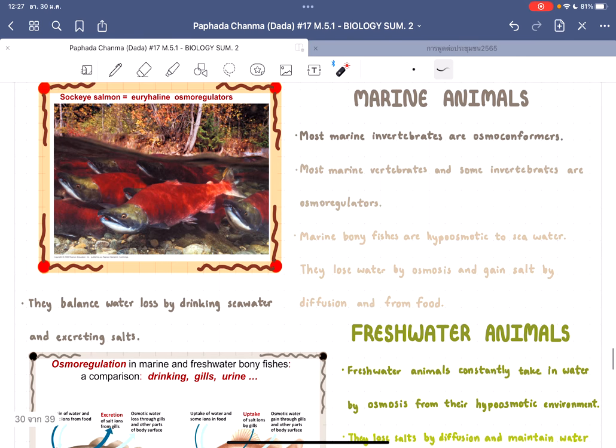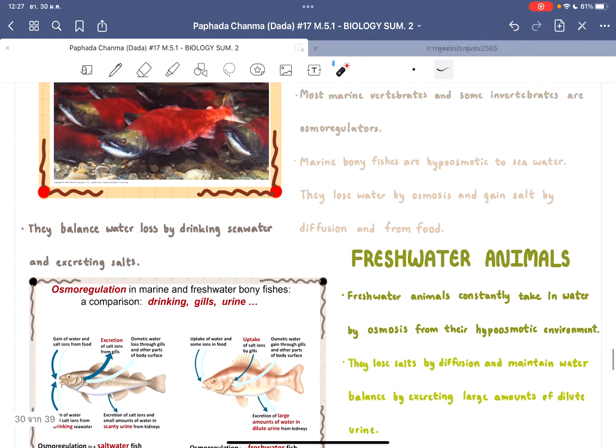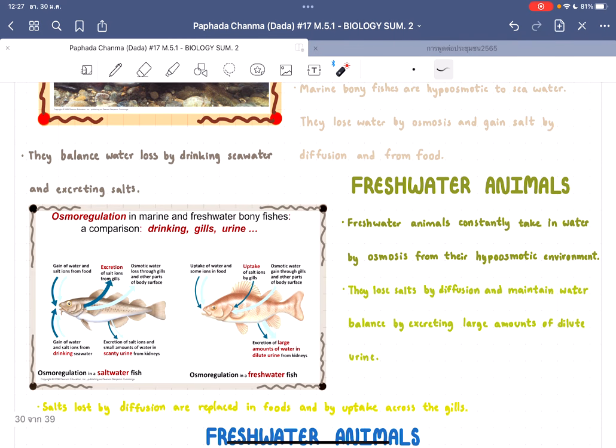Marine bony fish are hypoosmotic to seawater. They lose water by osmosis and gain salts by diffusion from water. They balance water loss by drinking seawater and excreting salt.